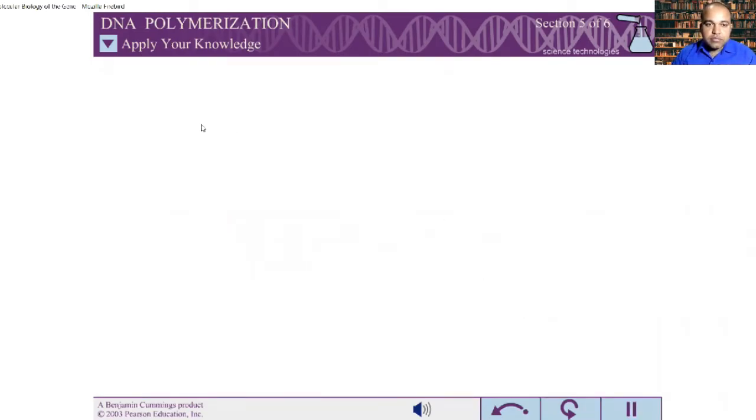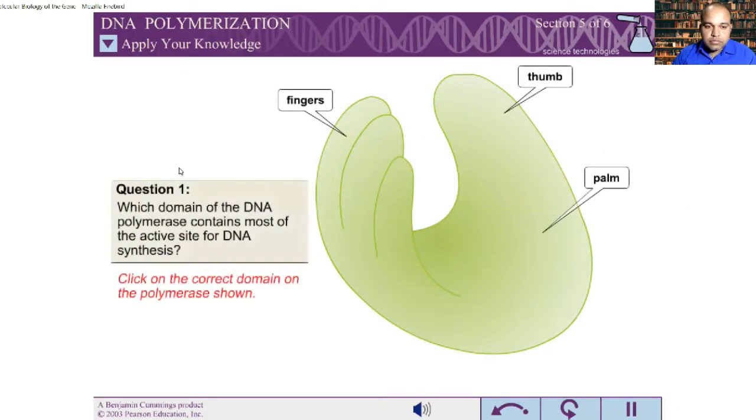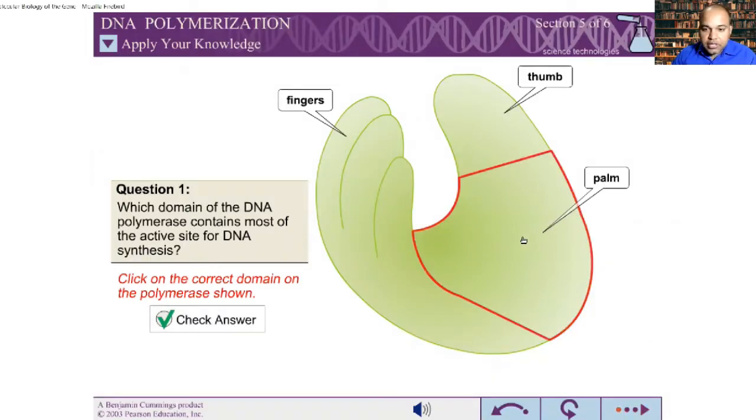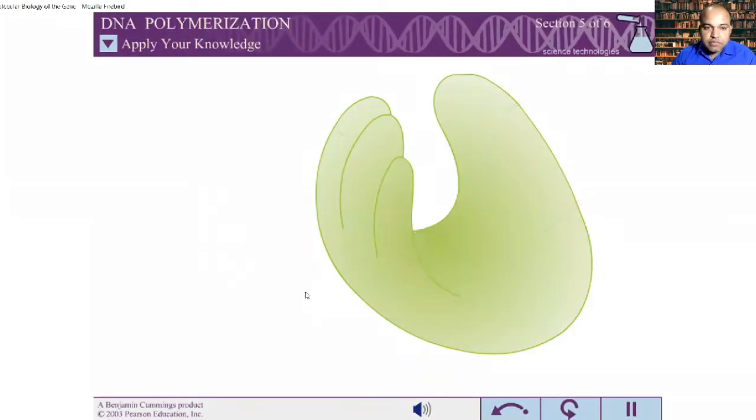Question 1. Which domain of the DNA polymerase contains most of the active site for DNA synthesis? Everybody knows the answer, that it is always, which domain is going to be the one? It is always going to be the palm domain that is going to have the active site for the DNA polymerization to take place. So the answer is always the palm domain. Okay, it is this palm domain. Correct. Okay, moving forward to the next question.